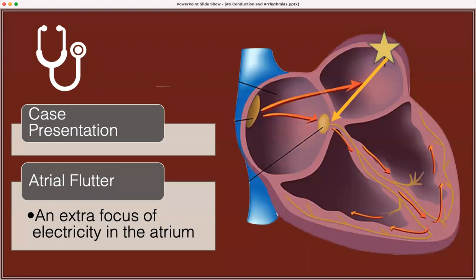All right, another case presentation. This is a case of atrial flutter. It's when there's an extra focus of electrical activity in one of the atria. Flutter means it's coming from one location usually, and it's firing off faster than the SA node. So essentially it's taken over from the SA node.